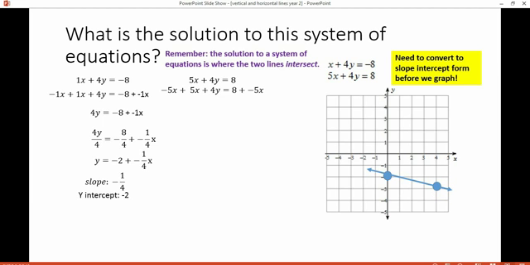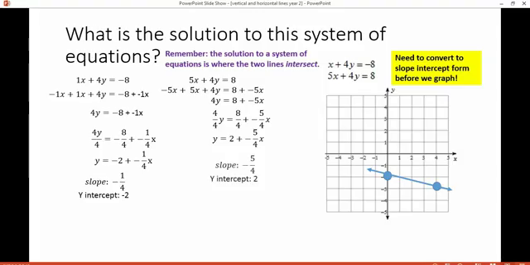Next equation, got to get rid of this 5x that's being added to my 4y. I'm going to add negative 5x to each side. This will give me 4y equals 8 plus negative 5x. I need to get rid of the 4 that's being multiplied to my y, so I'm going to divide every term by 4. This will give me y equals positive 2 plus negative 5 over 4x.